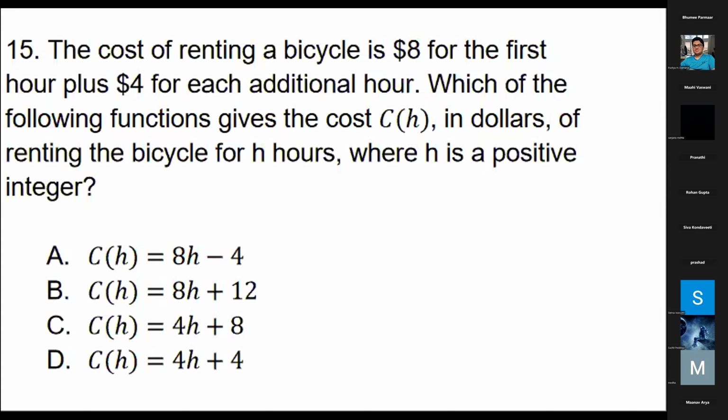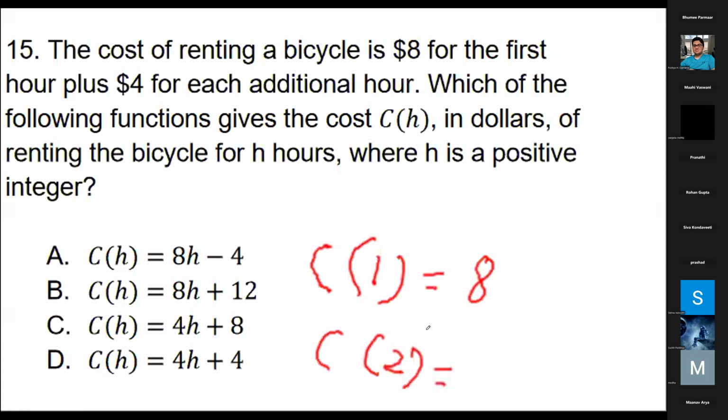Okay, so for question 15, it says the cost of renting a bicycle is $8 for the first hour. So that means C of 1 equals 8, because that means for the first hour, the total cost would be $8. And then it says plus $4 for each additional hour. So C of 2 would be 8 plus 4, so that would be 12, basically. So we can just look at which one of these equations would match that.